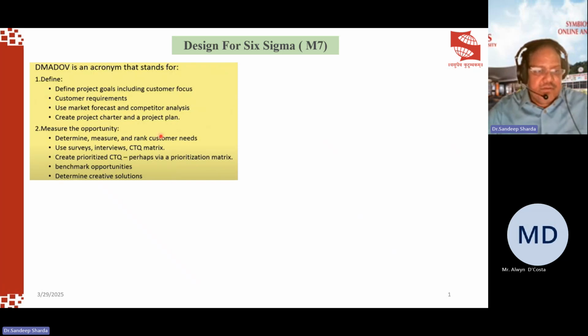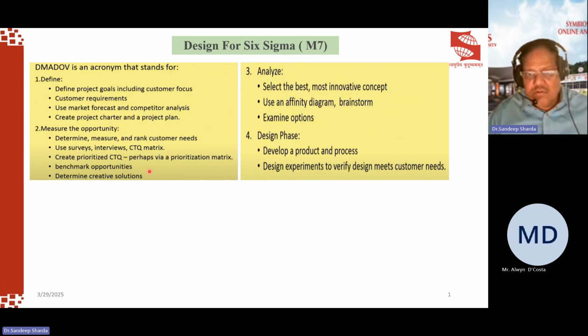Then measure the opportunity: determine and rank the customer needs, use the survey for the CTQ, and benchmarking opportunity, determine the creative solutions. Then we go to the analyze phase, that is select the best, discuss, use some affinity diagram, brainstorming, and examine options. And in the design phase, again, we are going to develop the product and processes, and design experiments to verify that the design meets the customer needs.